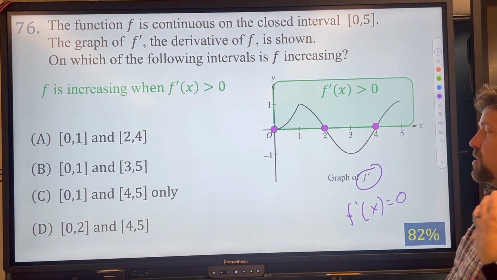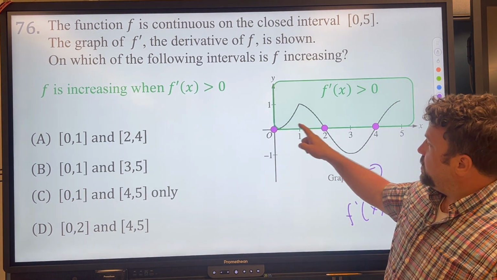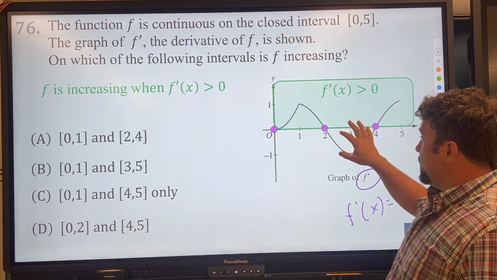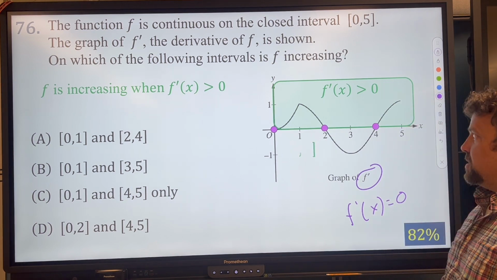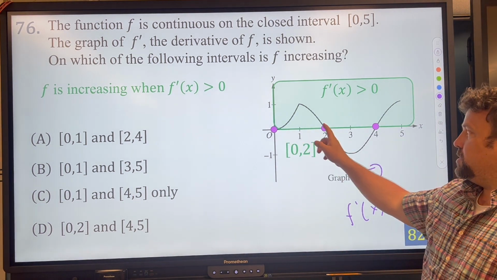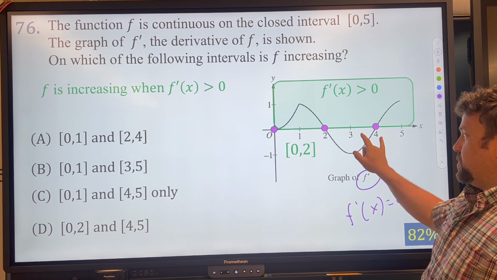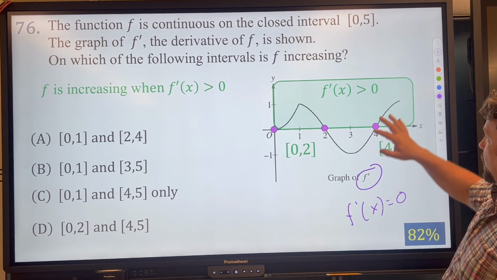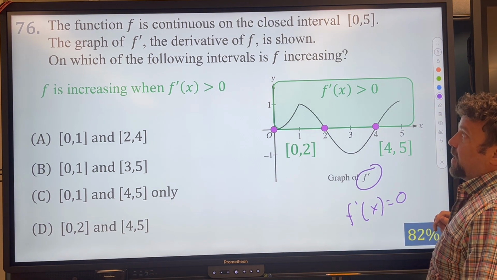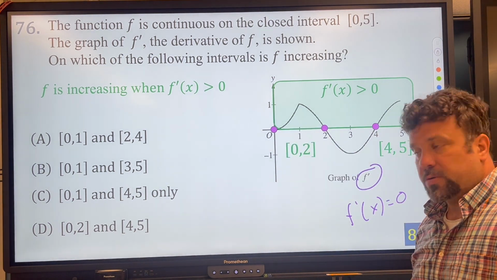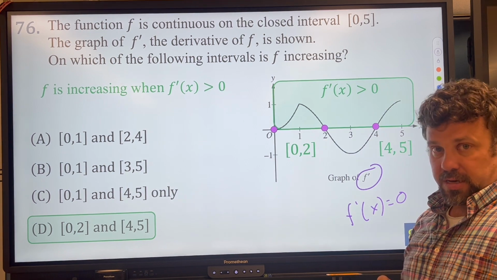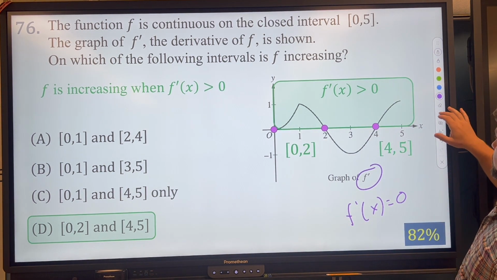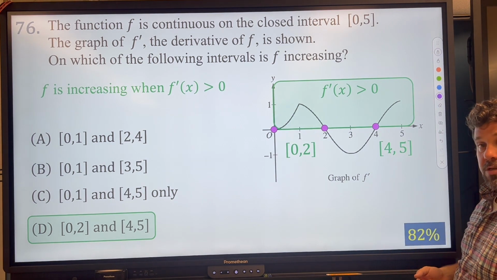It doesn't matter what's going on here, just every time between these points that it's in the green, it's increasing. Anytime it's not in the green, it's decreasing. So it's increasing here from 0 to 2, decreasing from 2 to 4, so no good, and it's increasing from 4 to 5. Probably increases a little further, but our graph stops at 5. So we go over to check which one's our answer, and that would be answer D, from 0 to 2 and from 4 to 5. Nice and easy example. Good way to start, right?